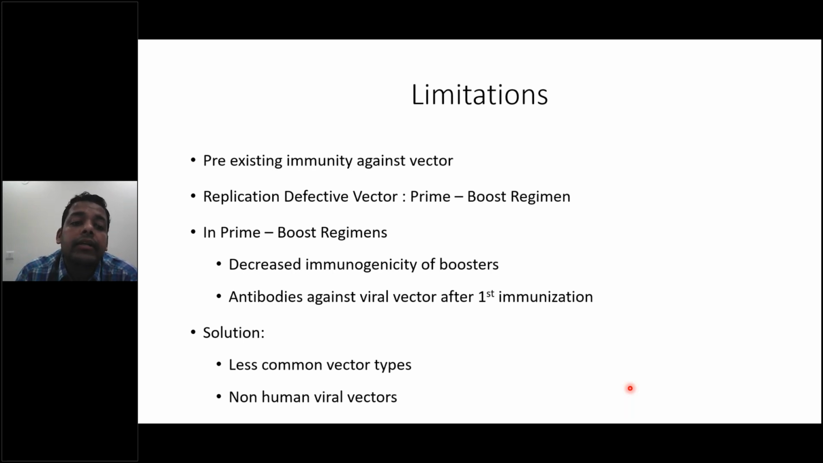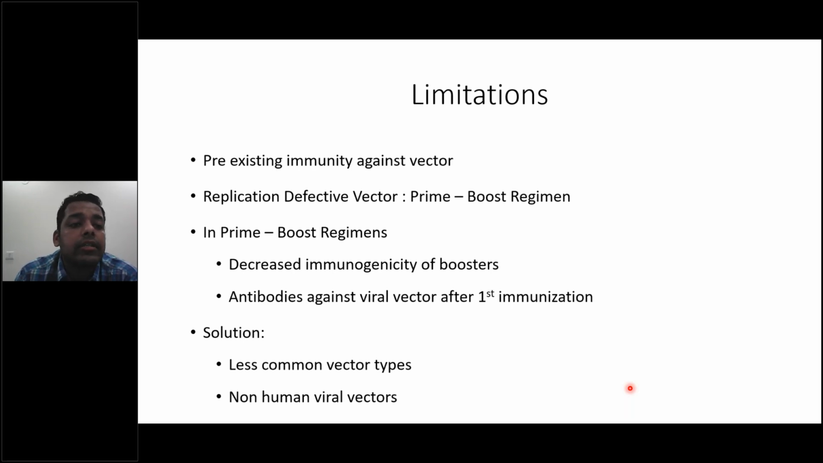The cause for that is that the body forms antibodies against the viral vector after the first immunization. So in the second immunization, when we give the shot, the body already has antibodies against that vector and it does not let the vaccine act.